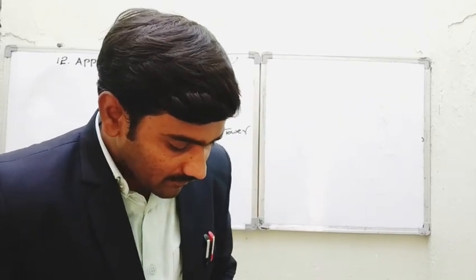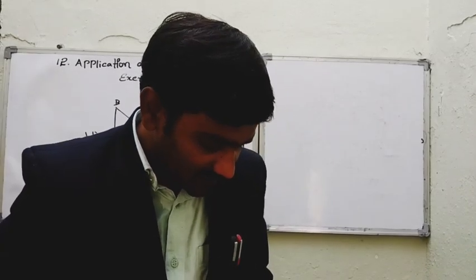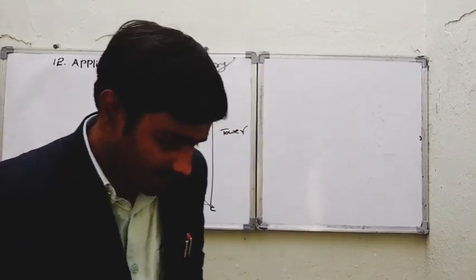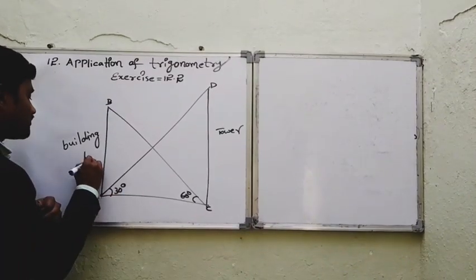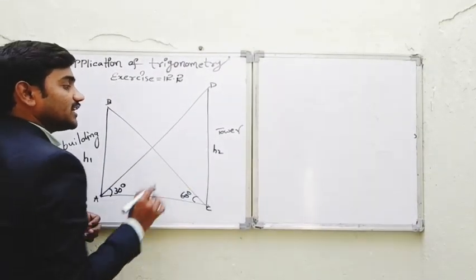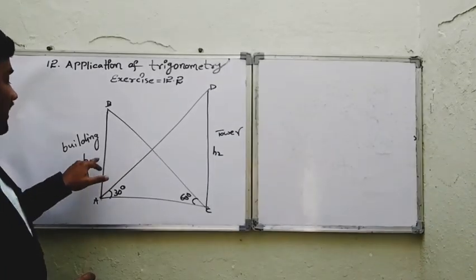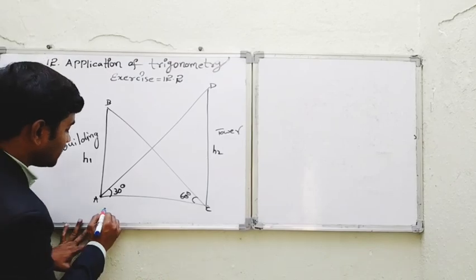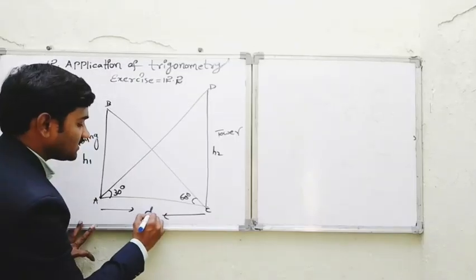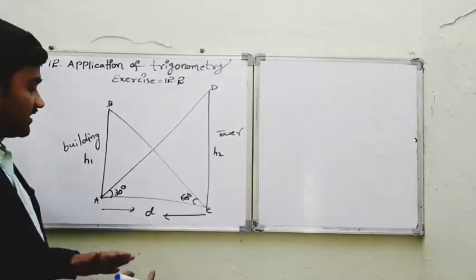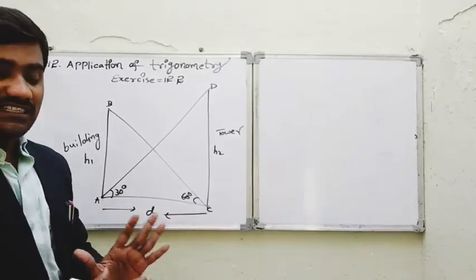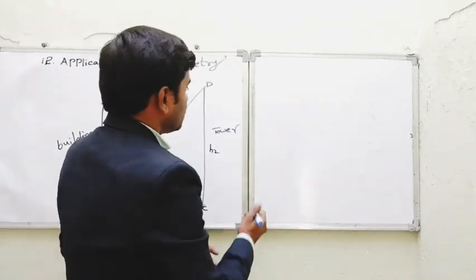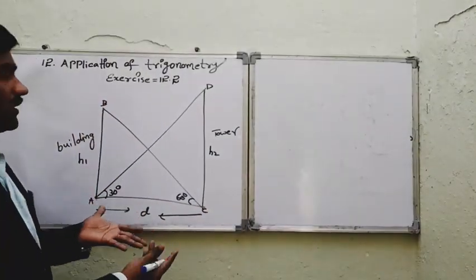And we need to find the ratio of heights of tower and building. Suppose this is H1 and this is H2. H1 is the height of the building, H2 is the height of the tower. Now the distance between these, let us take as D. The distance between the tower and building is D. Let us try to solve the question now so that we get the answer. Any one you take first, it doesn't matter here.